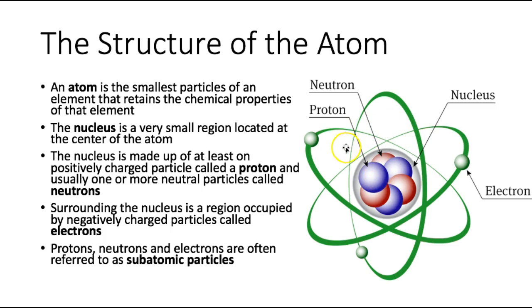Surrounding the nucleus is this region of negatively charged particles, which are called electrons, and we call this region a lot of different names. It can be called the electron orbit, the electron cloud, just a lot of different names, but anytime you hear about this area outside of the nucleus, that is where the electrons are located in the atom. All of these particles, protons and neutrons and electrons, are collectively referred to as the subatomic particles of the atom.